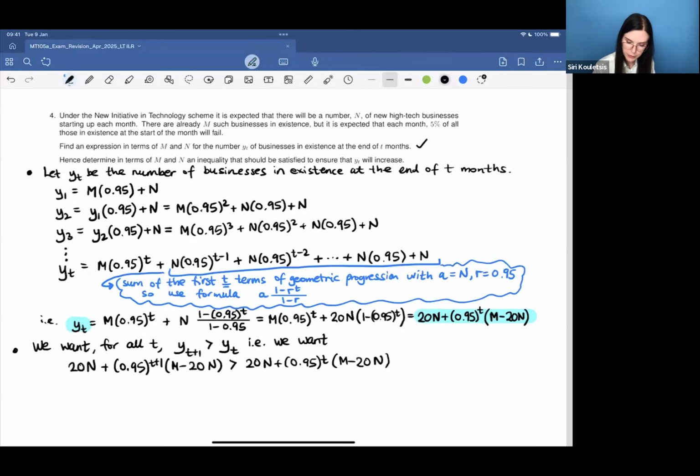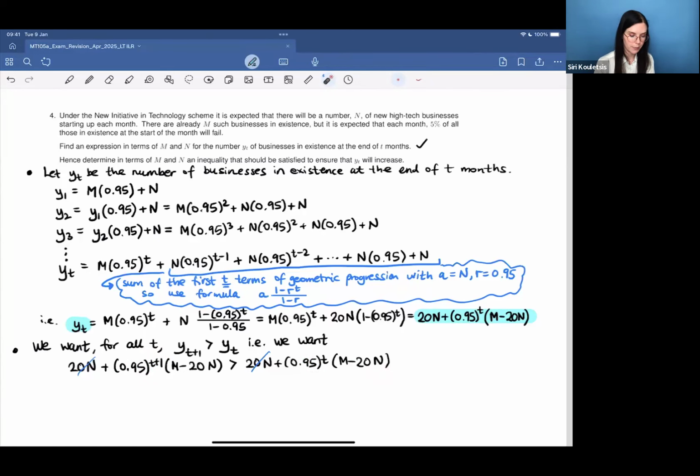And then we need to simplify this. Well, clearly the 20n's here are going to cancel. And what else can we do? Well, we can divide by 0.95 to the t here on both sides. That means that we'll be left with 0.95 here multiplying m minus 20n. And here we'll just have m minus 20n.